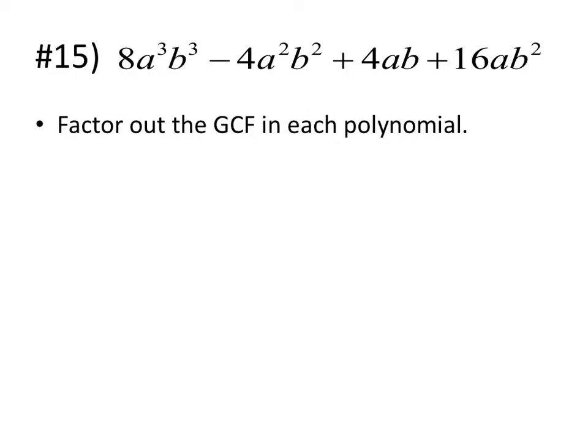All right, now we've got 8a cubed b cubed minus 4a squared b squared plus 4ab plus 16ab squared. So you've got 8, negative 4, positive 4, and 16. What's the largest number that we can pull out of that? It's going to be 4.